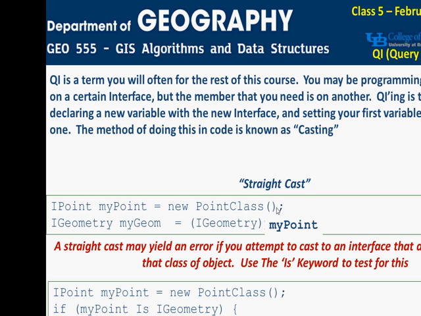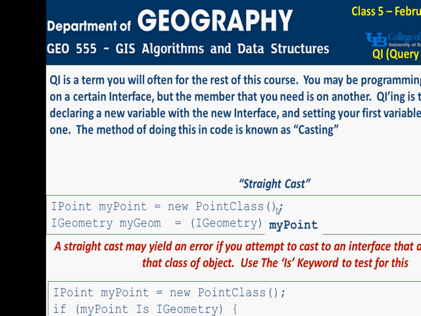The term would be a QI or a cast. QI stands for query interface. Frankly, more in C# I hear it referred to as casting. So you're casting the variable that was built in one interface into another. You're actually creating a second interface. No, you're not. You're creating a second object of the same class using a different interface.